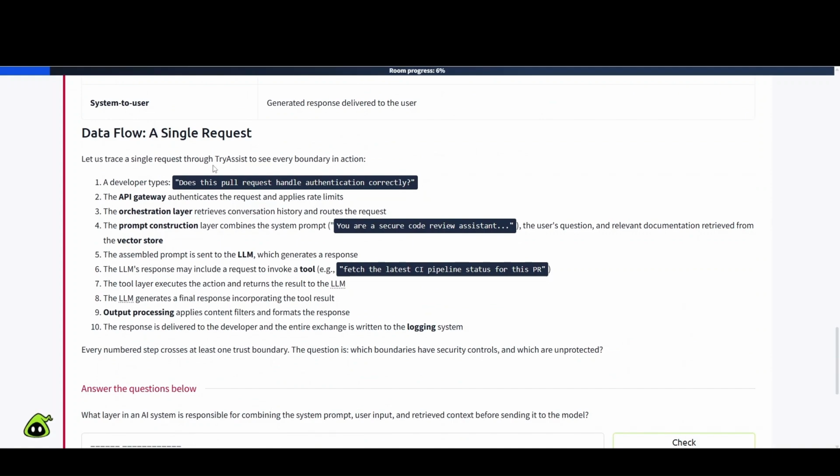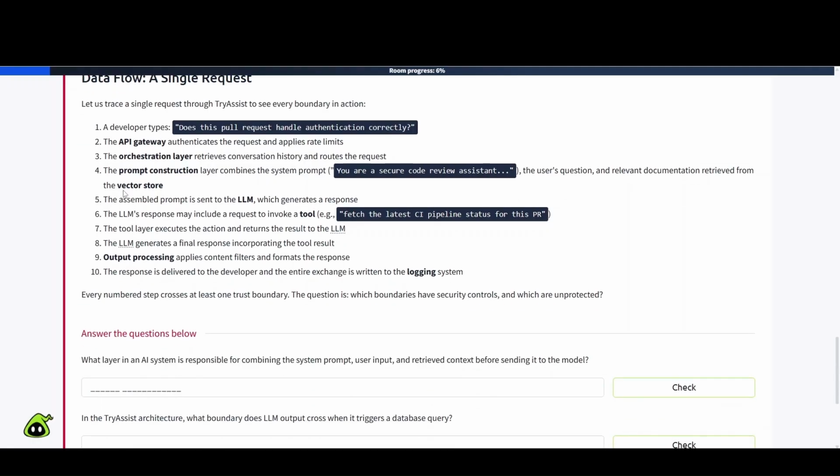Let us trace a single request through TryAssist to see every boundary in action. Number 1, a developer types, "Does this pull request handle authentication correctly?" Number 2, the API gateway authenticates the request and applies rate limits. Number 3, the orchestration layer retrieves conversation history and routes the request. Number 4, the prompt construction layer combines the system prompt, "You are a secure code review assistant," the user's question, and relevant documentation retrieved from the vector store. Number 5, the assembled prompt is sent to the LLM, which generates a response.